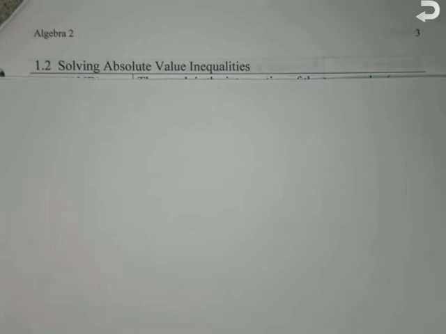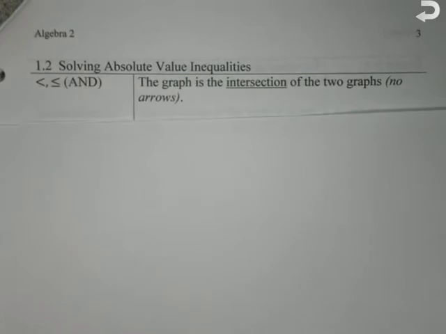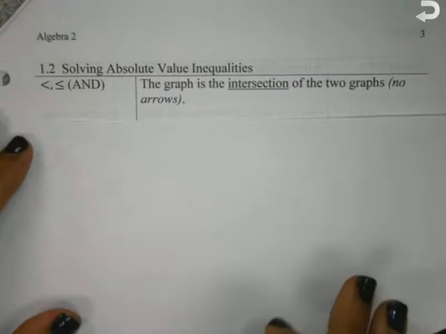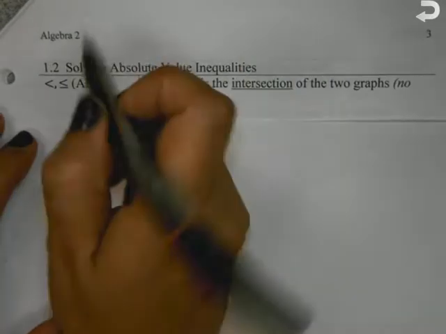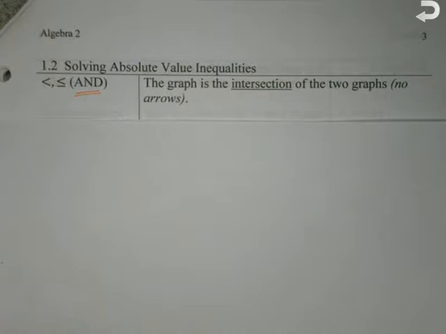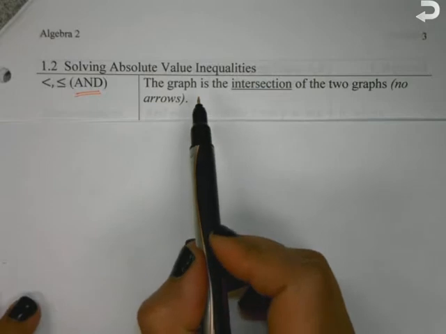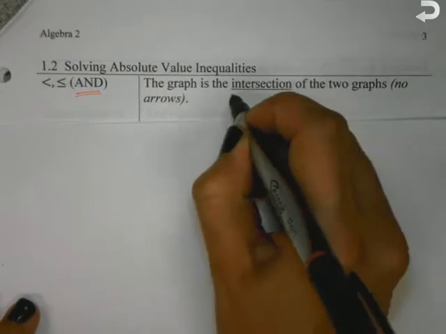So since we're working with inequalities now, we have to define some things. Remember, we have less than or equal to, and a word that I want you to start associating with that is "and." The way that I remember less than is that "and" and "less than" kind of sound the same. So less than, the word is "and." Okay. When we graph less than or equal to inequalities, the graph is what we call the intersection of the two graphs.